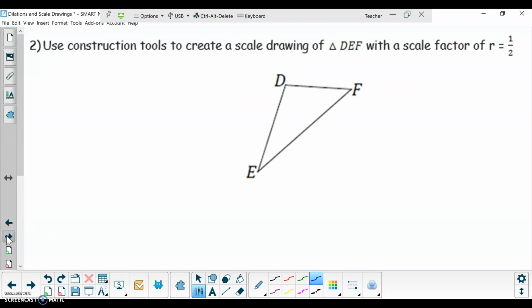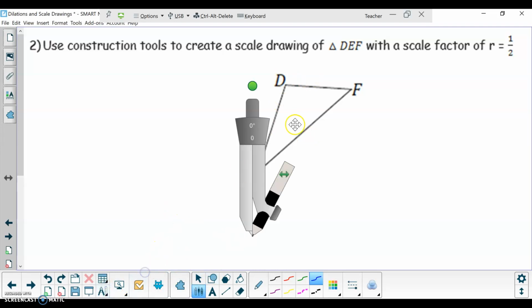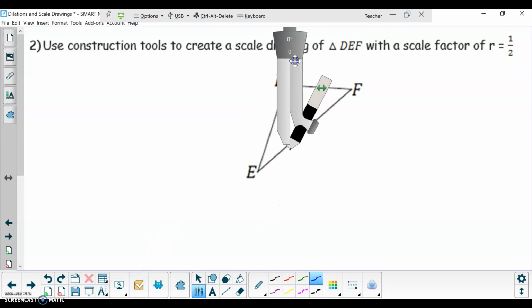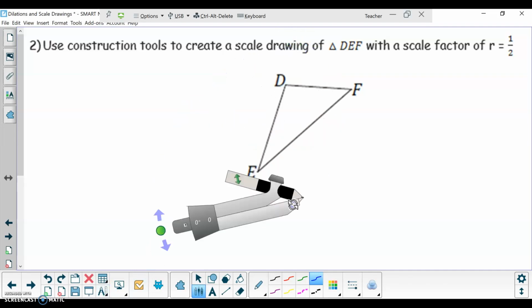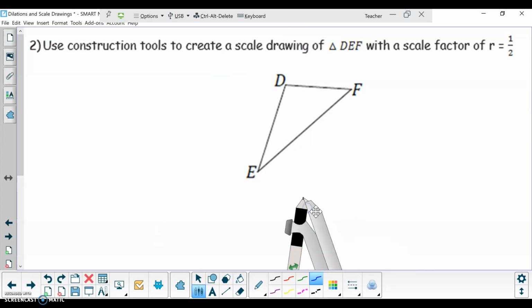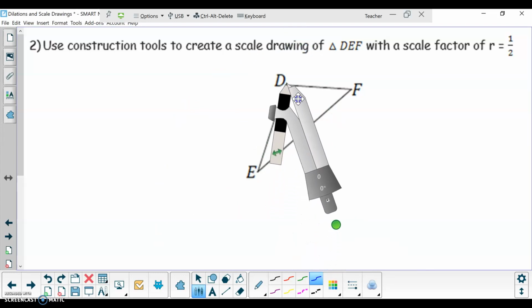One more example. We want to use construction tools to create a scale drawing of the following triangle with a scale factor of 1/2. Again, they didn't tell you what point to use as your center of dilation, so you can use whatever point you want. I'm going to use point D, and scale back point F and point E. With a scale factor of 1/2, we're going to have to use a bisector here. I'm going to put the metal point at D.